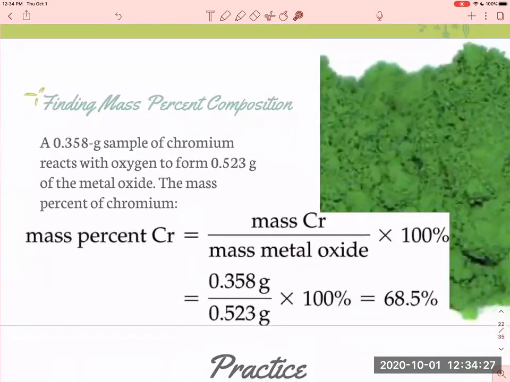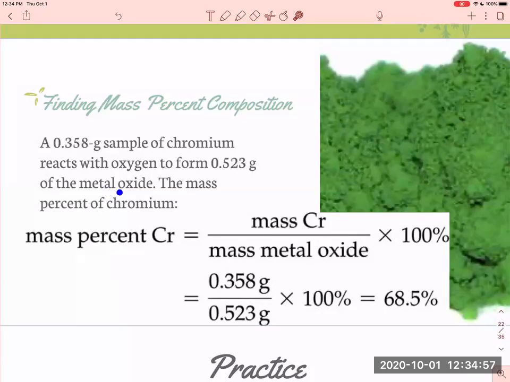So in this example, and you can pause and try to work it out if you want to, but it's very straightforward, so I'm not going to spend a lot of time on how to do percent math. But if I have 0.358 grams of chromium, and I react it with oxygen to form 0.523 grams of a chromium oxide. Chromium is a type 2 metal, so I don't really know how many chromiums and oxygens there are. I don't really know the charge of chromium, so I'm just going to say some chromium oxide.